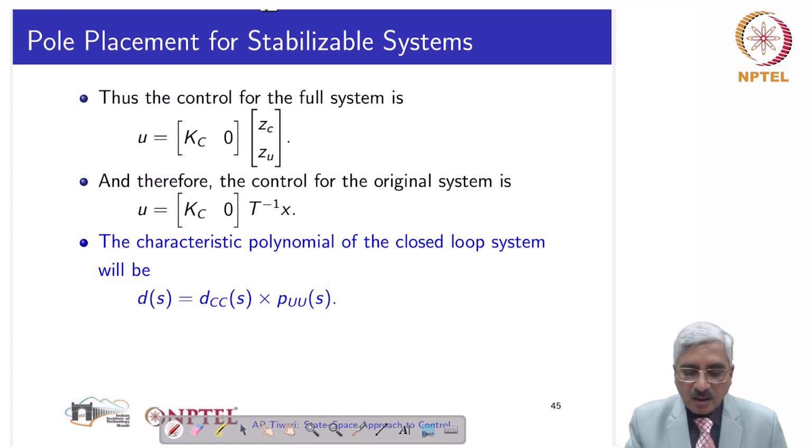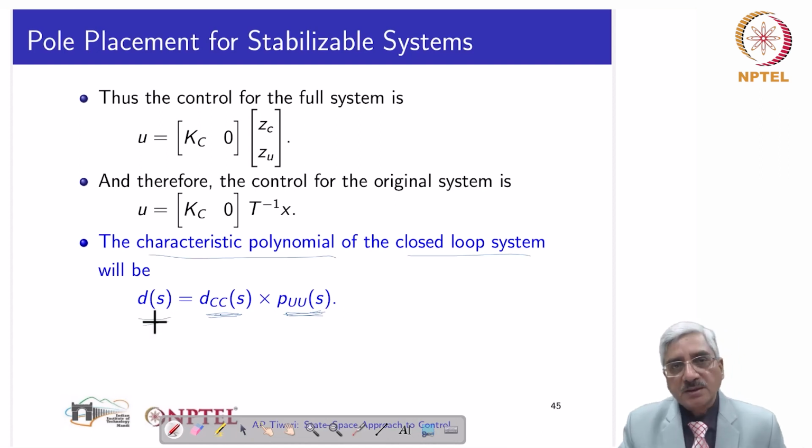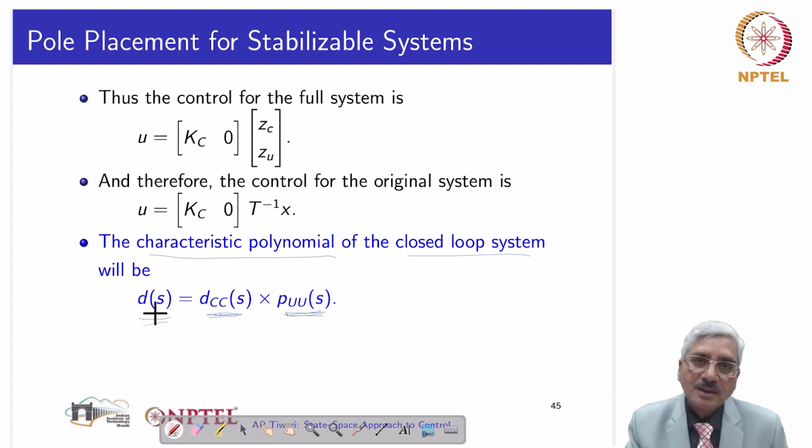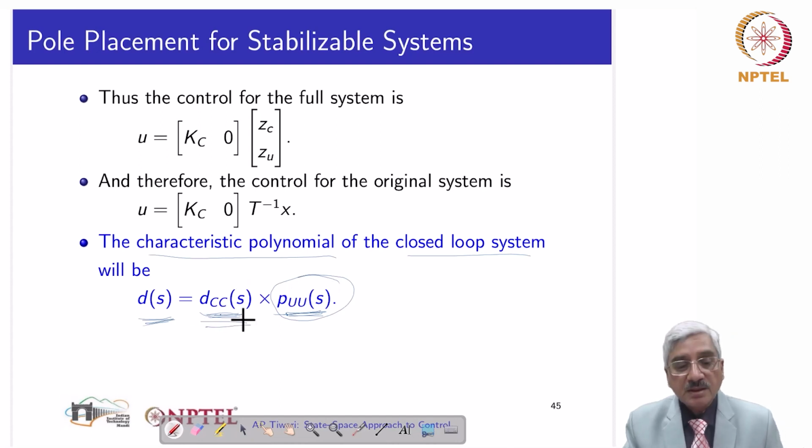And with that, the characteristic polynomial of the closed loop system will be the product of the characteristic polynomial of the closed loop system for the controllable subsystem and the characteristic polynomial of the uncontrollable system, which is this. This will be the characteristic polynomial of the closed loop system. It means only those characteristic polynomials can be achieved which are factored like this, in which this has to be a separable factor. Then the pole placement for the desired characteristic polynomial will be achievable in this case.